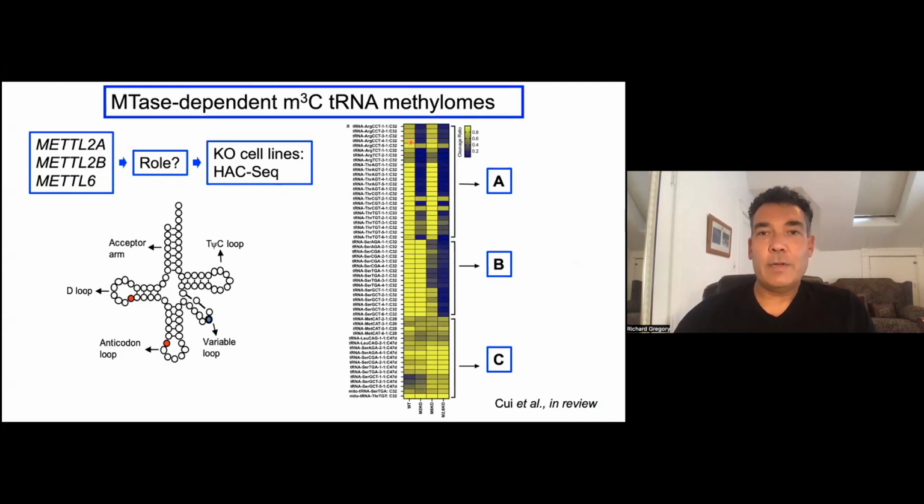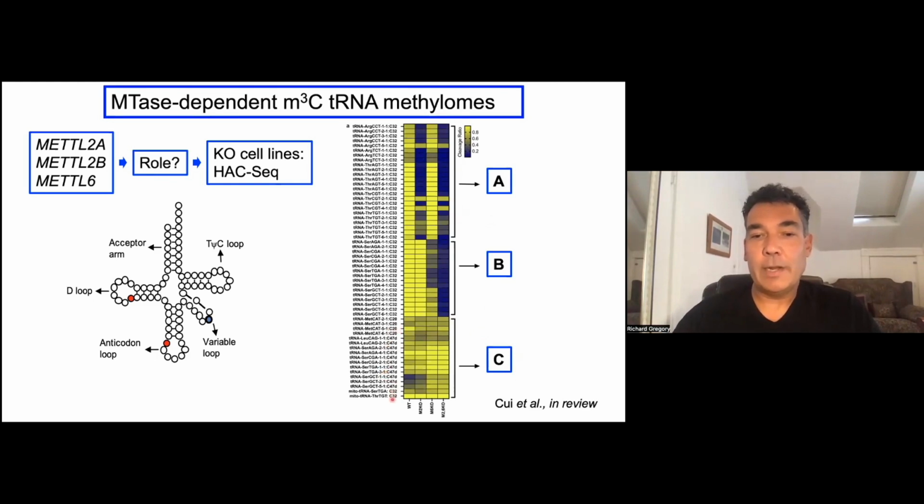The first column is the wild type cells without any deletion. The second column is the METTL2A, 2B knockout. The third column is the METTL6 knockout. And the fourth column is the combined METTL2A, 2B, and 6 knockout. What you can see is this breaks down into 3 clusters. The bottom cluster here, referred to as C, shows that these methyltransferases play no role in these modifications.